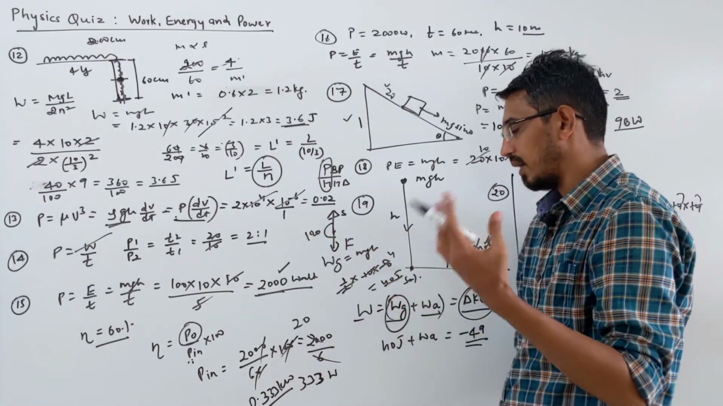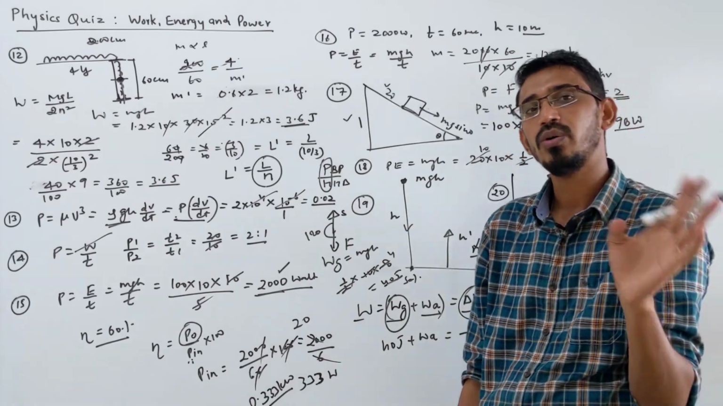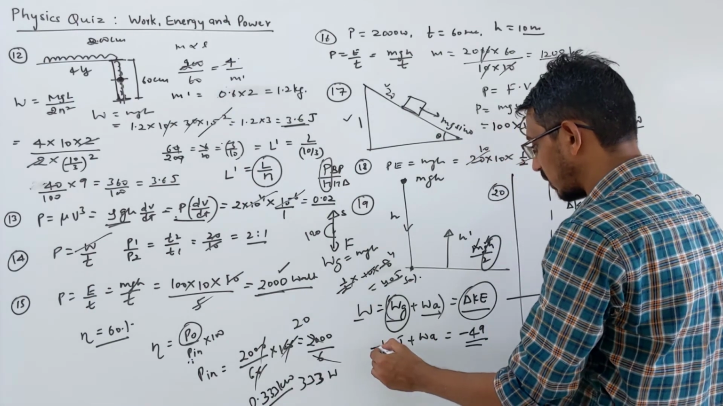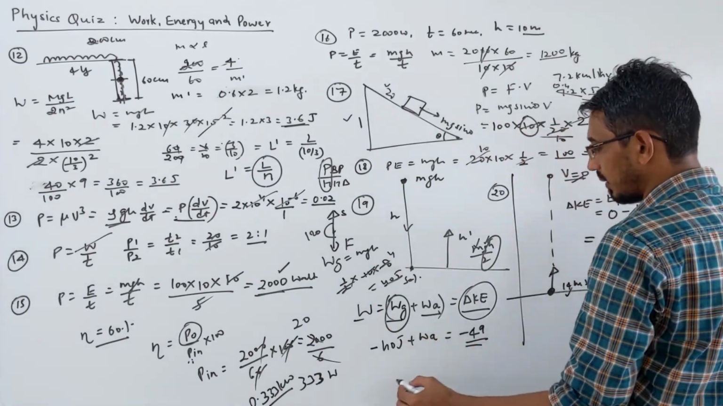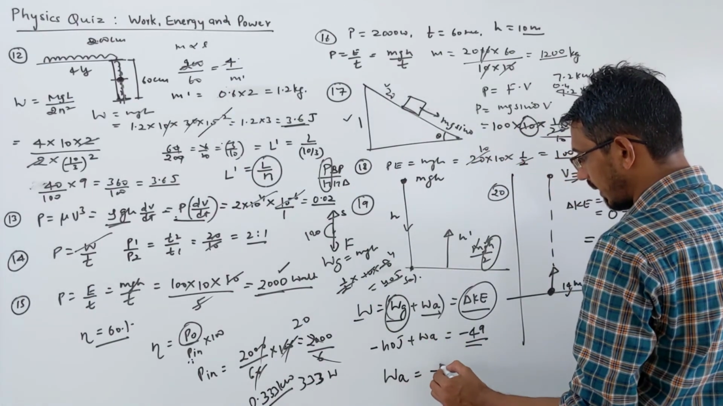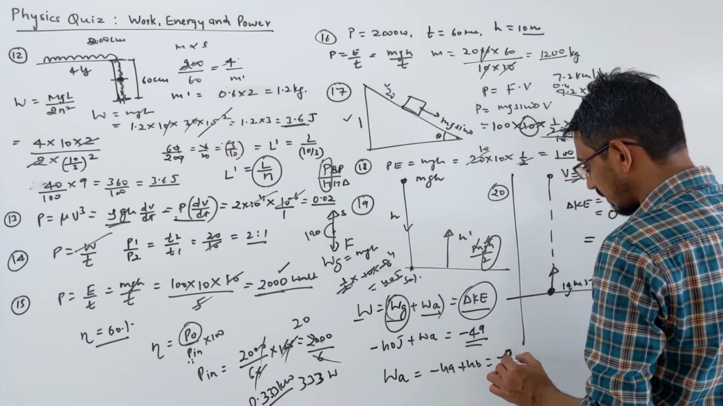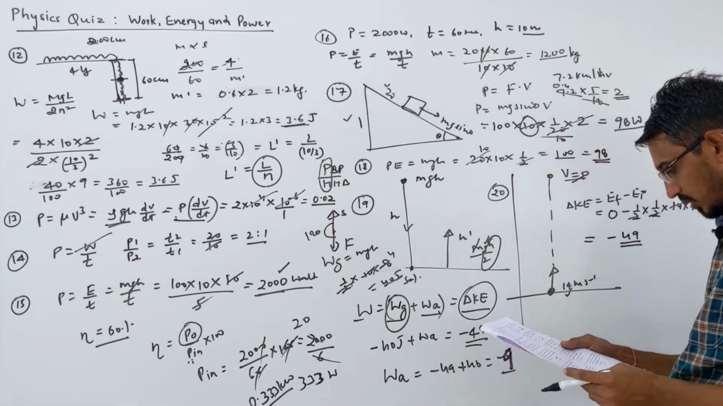So our formula is F dot S cos theta, right? The cos theta at 180 degrees is negative. Be careful. We have to find work done against friction, which becomes minus 49 plus 40. So minus how much? Minus 9 joule.